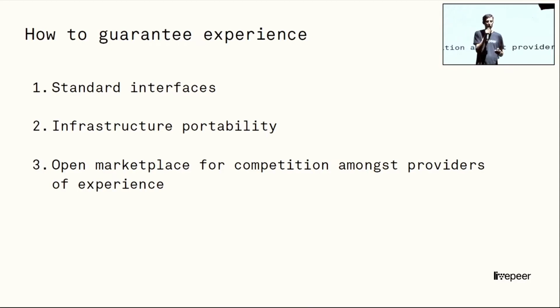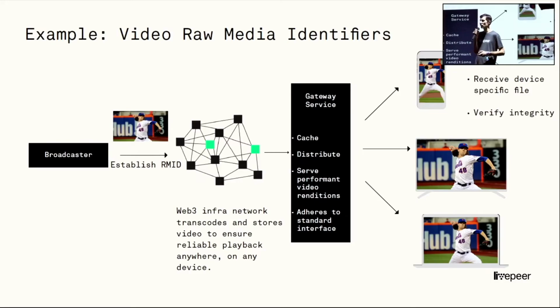And as long as the developers get those Web3 superpowers that we talked about, but they also have this open marketplace of providers to tap into to deliver a good experience, I think that leads to the kinds of experiences that we need. So the example I have here comes from video. It's extending the content ID concept that you see in IPFS and Arweave to raw media identifiers. And what's the difference?